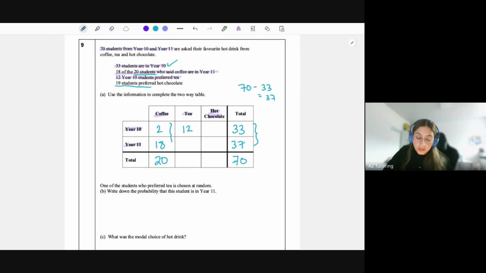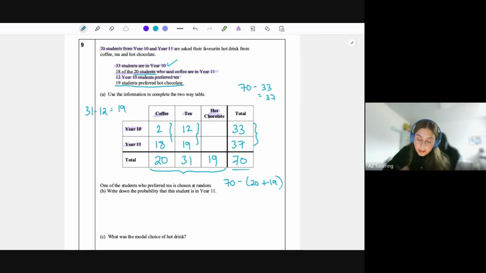Now, 19 students preferred hot chocolate. So altogether, it doesn't say if it's year 10 or year 11. We know 19 students preferred hot chocolate, so we can put 19 here because that's the total. We know these three fields should add up to 70. So we can do 70, take away 20 plus 19. That gives me 31. And we know these two fields should add up to 31. So 31 take away 12 is 19.